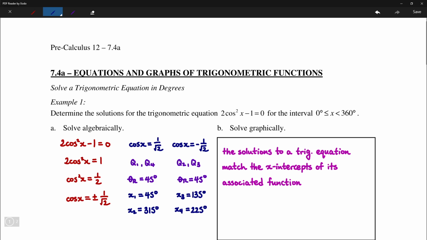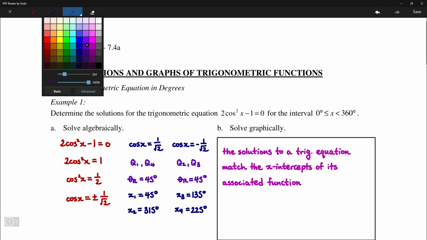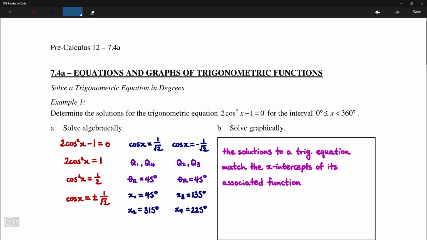Okay, so it says here under solving graphically, the solutions to a trig equation match the x-intercepts of its associated function. So in order to find the solutions here, we simply have to look at y equals 2 cosine square x minus 1, and then find the x-intercepts.